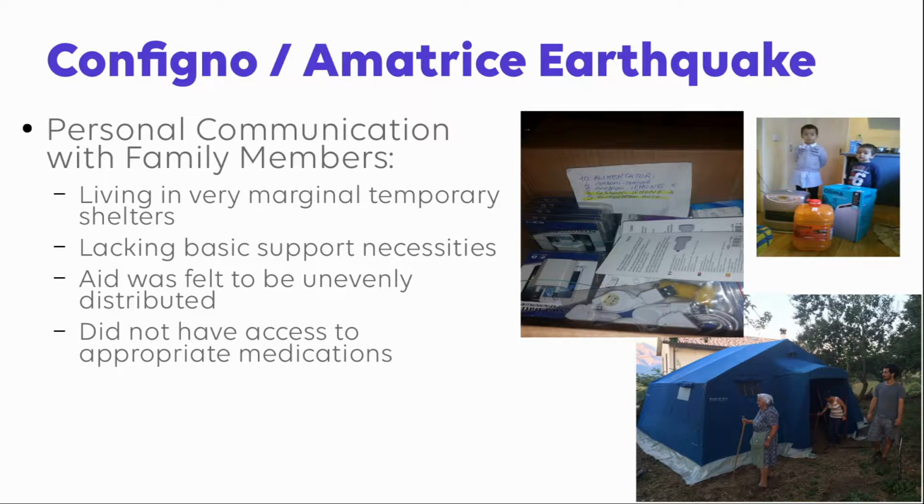However, communication with family members revealed that family members were living in very marginal temporary shelters. They lacked some of the basic support necessities. There was a strong feeling that the aid was very unevenly distributed, and people did not have access even to appropriate medications.